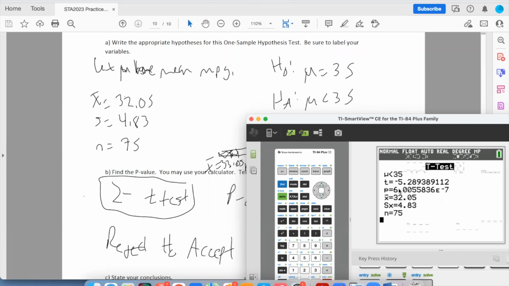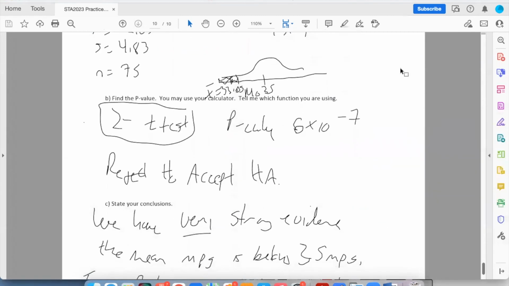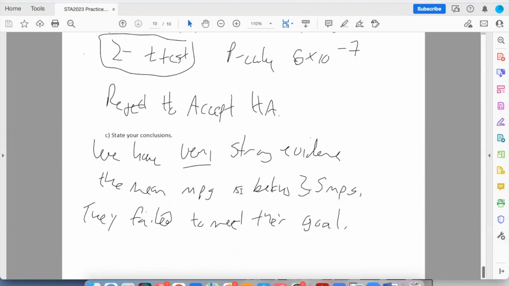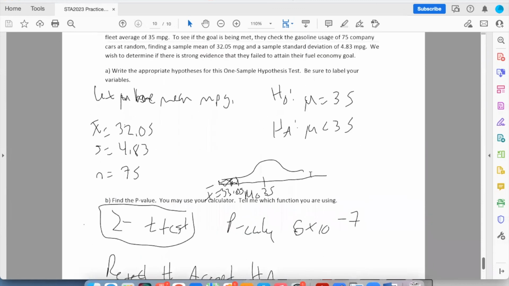It is not 6. You will never, ever have a p-value bigger than 1. You shouldn't even get a p-value bigger than a half. If you get a p-value bigger than 0.5, you've goofed. That's 6 times 10 to the negative 7th. That's incredibly small. So we reject the null and accept the alternative. We have very strong evidence that the mean is below 35. So they failed to meet their goal. Their goal was 35.